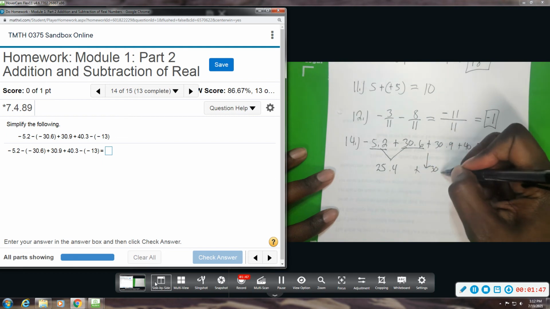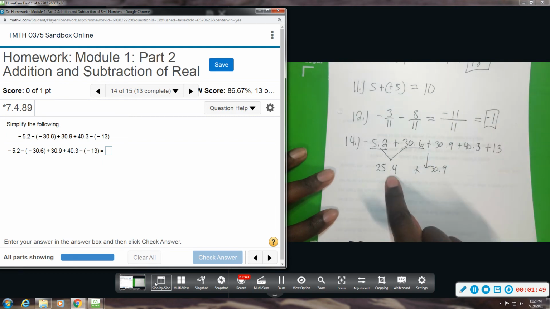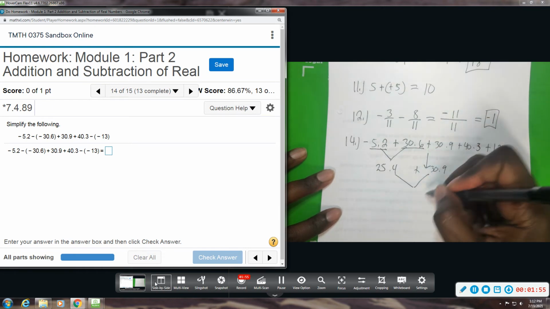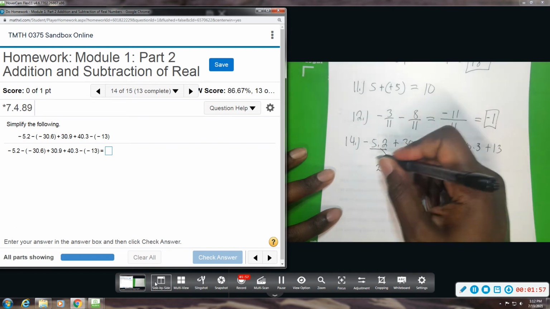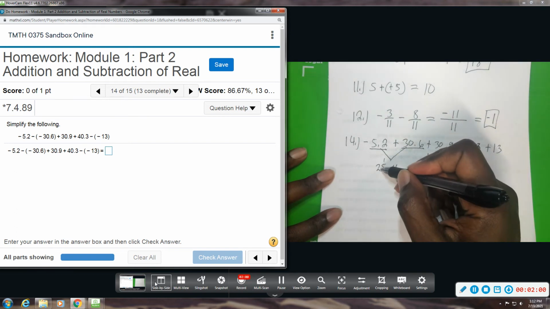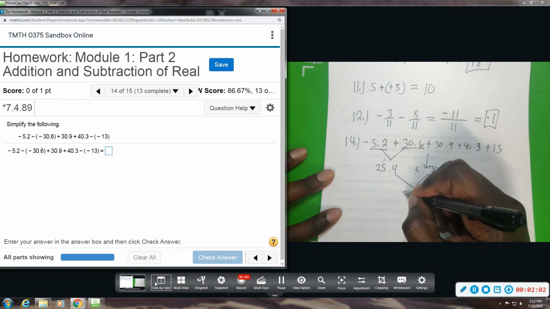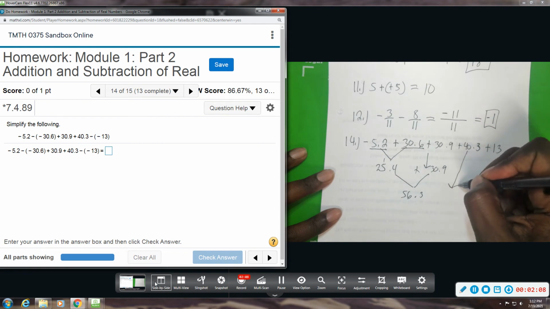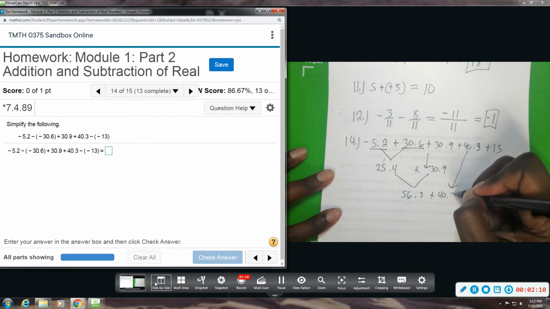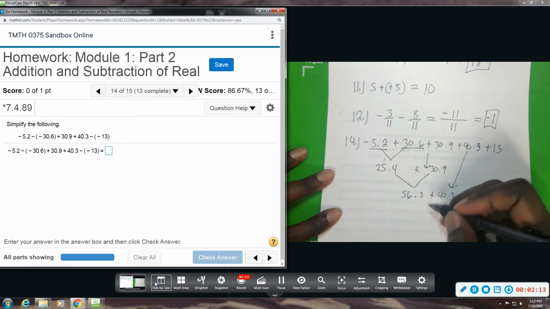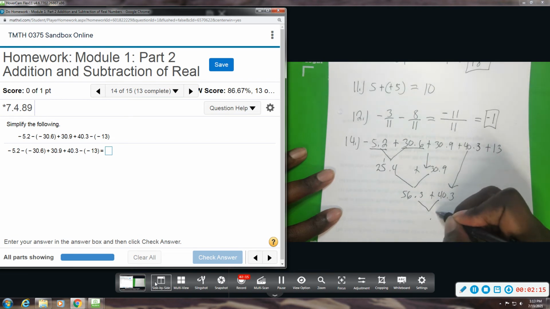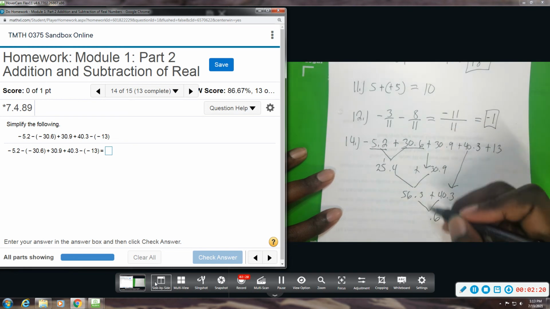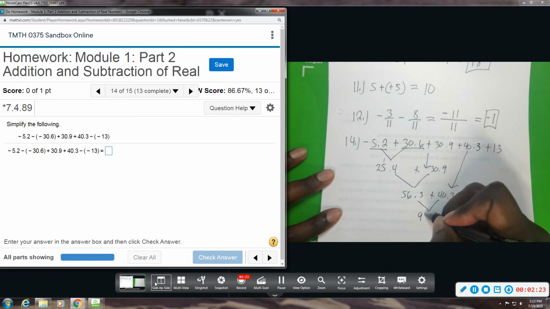So adding the 30.9. So I'm going to add the 9 and the 4 first. That's going to give me 0.13. So adding those two is going to give me a 0.3. Carry the 10 over. So it'll give me 26 plus 30 will give me 56. So then we're going to add the 40. So the 0.3 will add to give us 0.6. And then the 56 and 40 will give us 96.